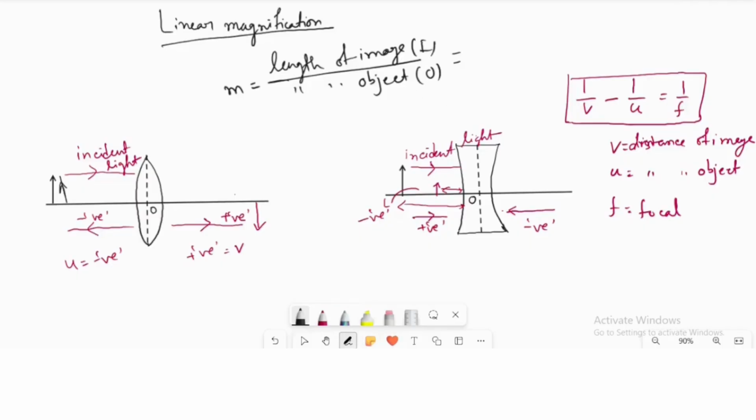Also, we take m equal to v by u, the distance of the image and the distance of the object. According to sign convention, for a real image we take v positive and u negative, and for a virtual image v is negative and u is also negative.